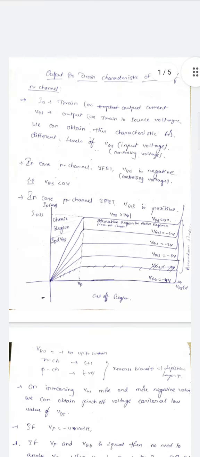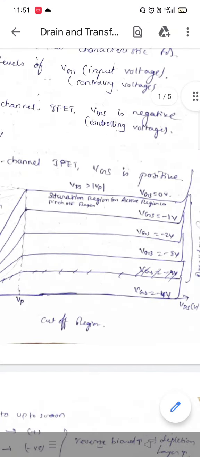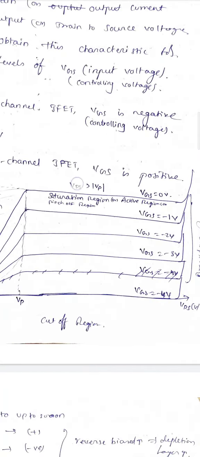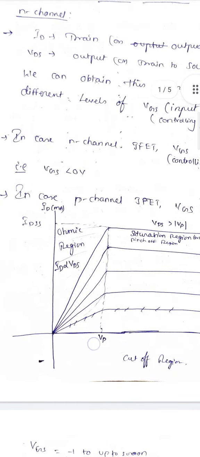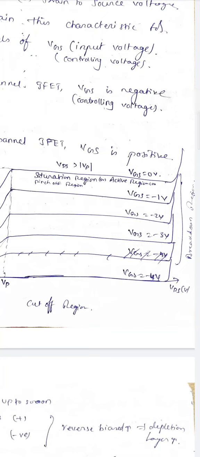This active region we call the ohmic region. Sorry, this is the ohmic region, and this is what we call the saturation region, or active region, or pinch-off region. Here VDS is greater than the modulus of VP.